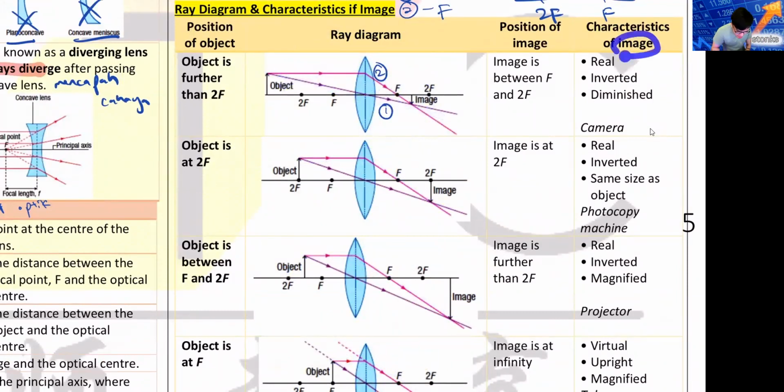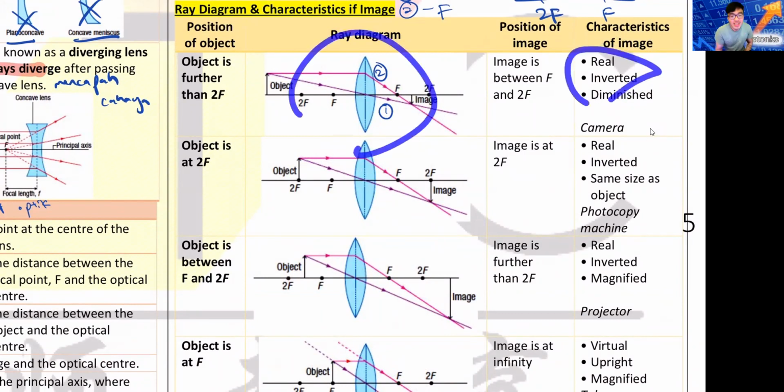And to describe the image, is it real or virtual, diminished or magnified, inverted or upright? This one, another 3 marks, you know. So 6 marks. Okay, but like I said, our government is trying to discourage the culture of date memorizing.